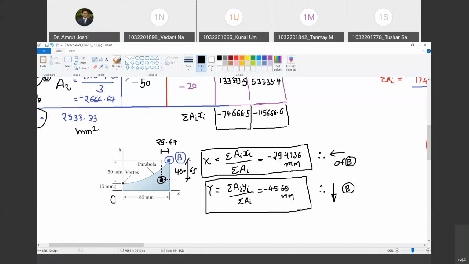Some people solved the problem yesterday and shared the solution with me. So from this also you can easily locate the centroid from O. They should have got the value of x as 80 minus 29.47. Can you do that? Yes, sir. So how much is that? Sir, it's 50.53.